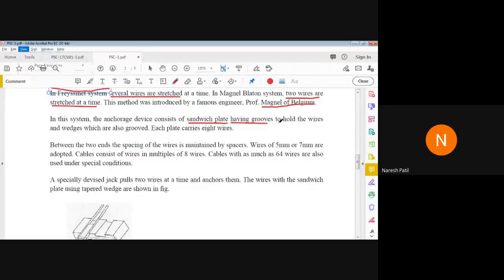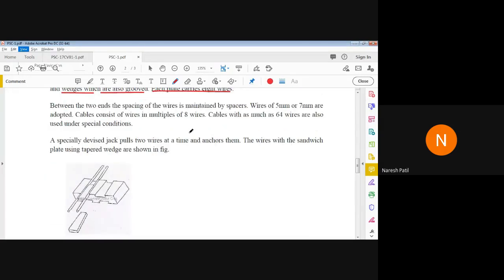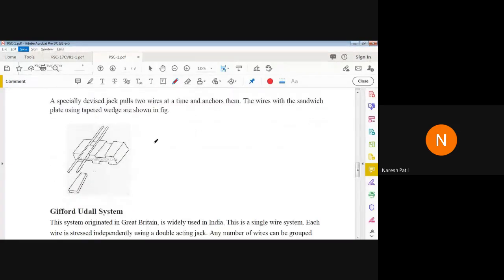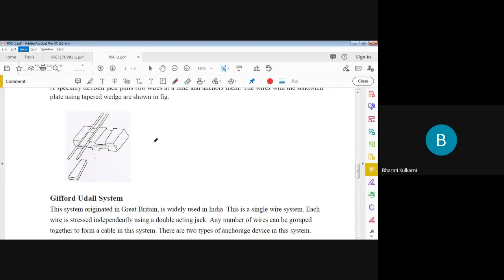The sandwich plate has grooves to hold the wires, and wedges which are also grooved. Each plate carries 8 wires. Now I'll explain over this diagram. Whether it is visible, in the figure I am trying to highlight. Is it visible? Yes, sir.